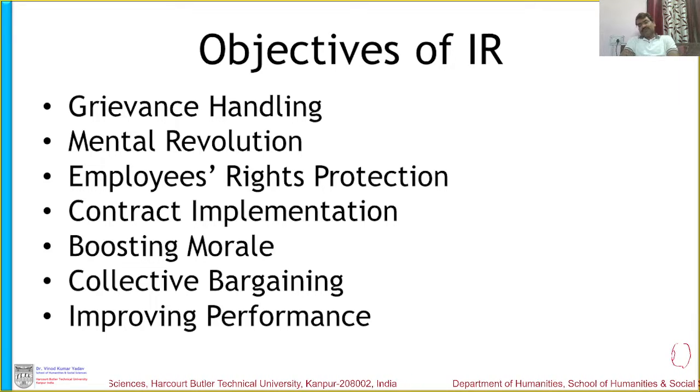and obviously leading to performance improvement. When you develop a high performance work system or performance work ecosystem, then the performance of the employees would improve.